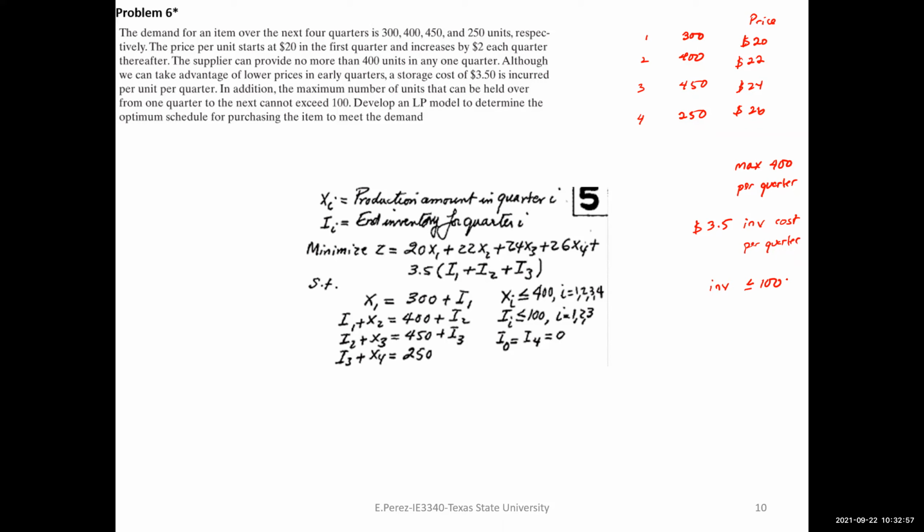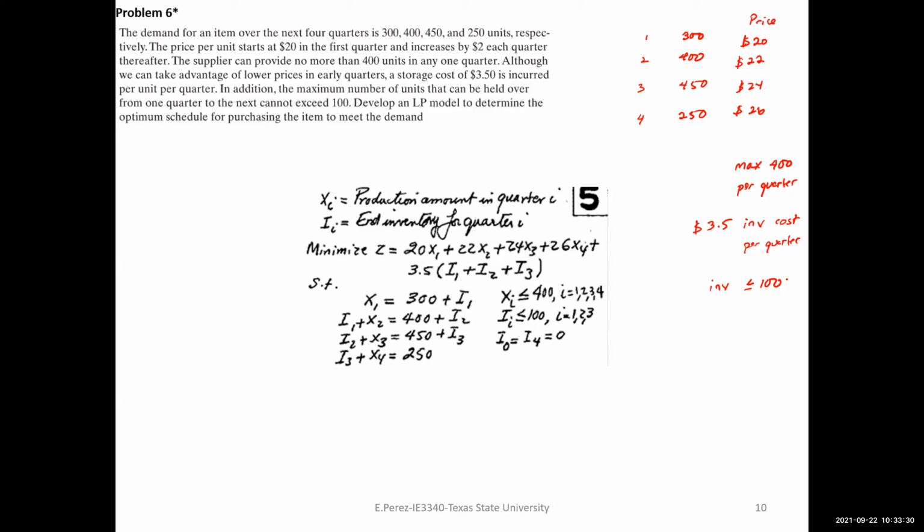Okay, so we have a $20 cost or price per unit. The price per unit starts at $20 in the first quarter and increases $2. Yep. So we are trying to minimize our cost of producing these items, right?